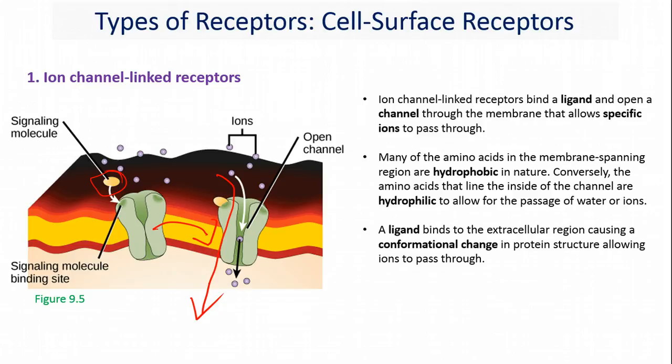These types of receptors are made up, again, of an extracellular and intracellular domain, and also a domain that is inside the cell membrane. Many of the amino acids in the membrane spanning region are hydrophobic in nature because they are exposed to a hydrophobic environment, whereas the amino acids that are in the extracellular and intracellular domains are often hydrophilic amino acids because these are exposed to water, whether it be in the cytosol or in the extracellular domain.